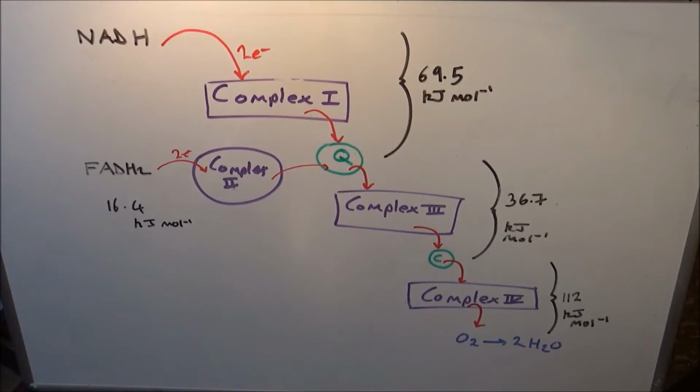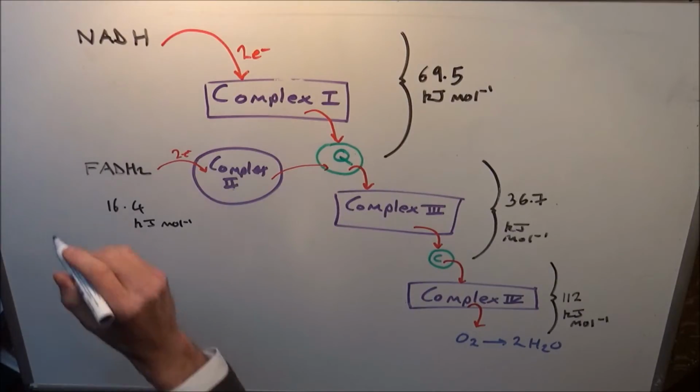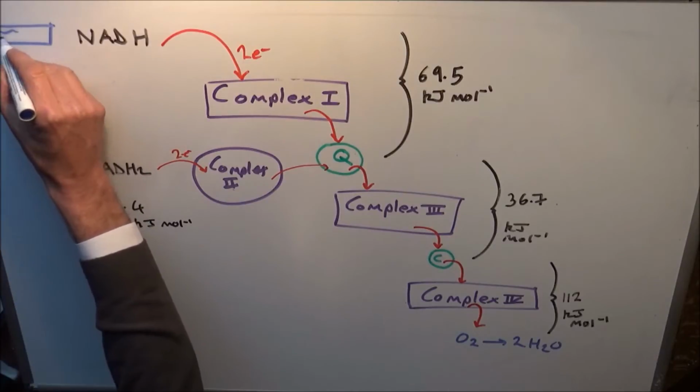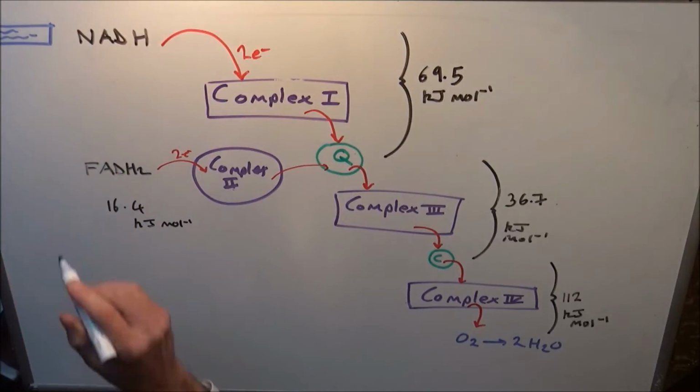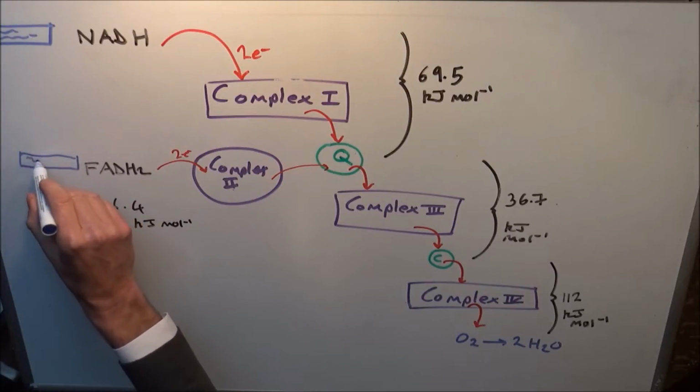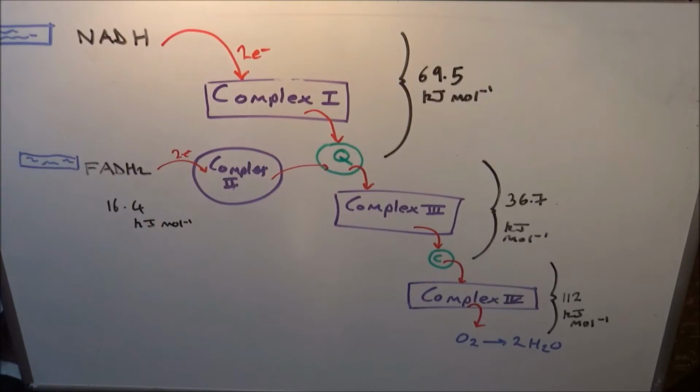So going back to our waterfall analogy, NAD is like having water in a reservoir at the top of the hill. FADH2 is like having water in a reservoir perhaps 2/3 of the way up. So the oxidation of FAD doesn't give us quite as much energy as the oxidation of NAD.